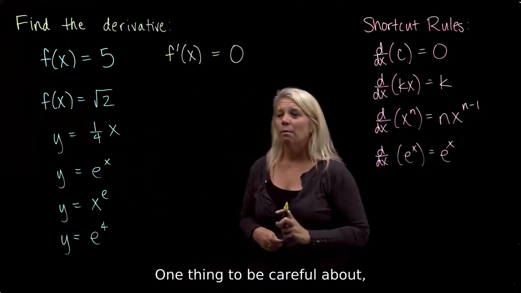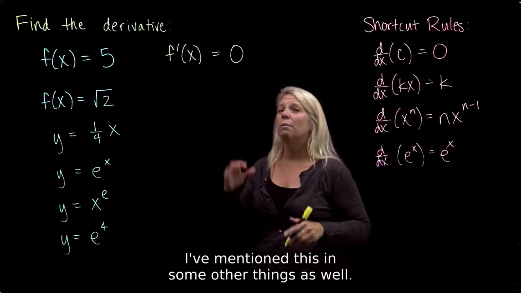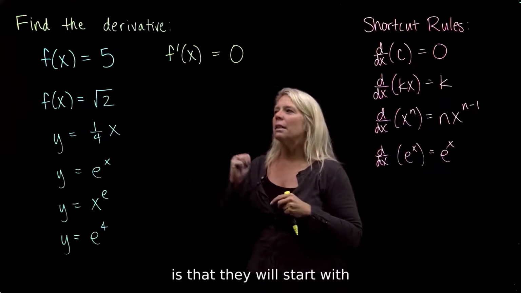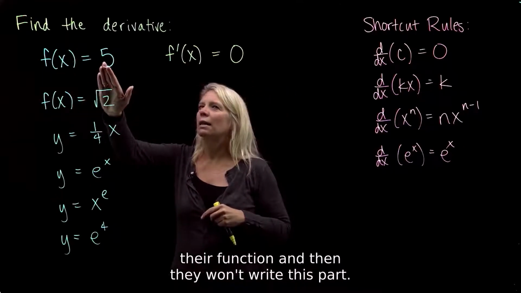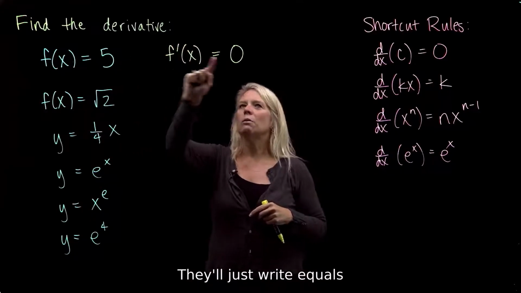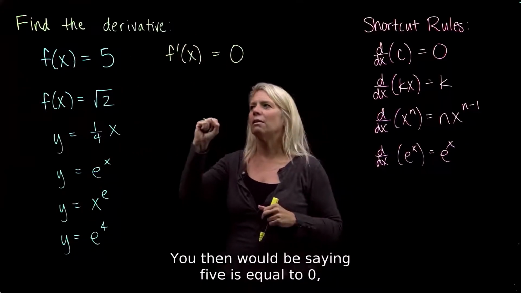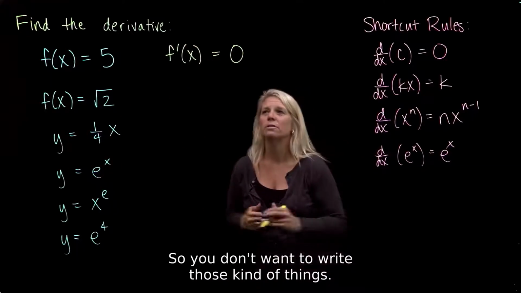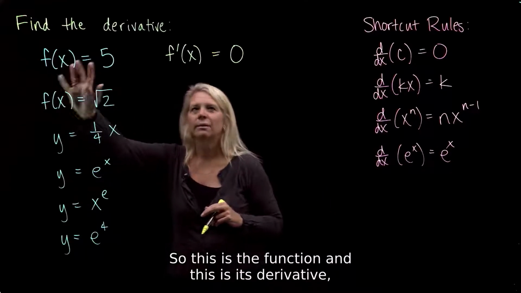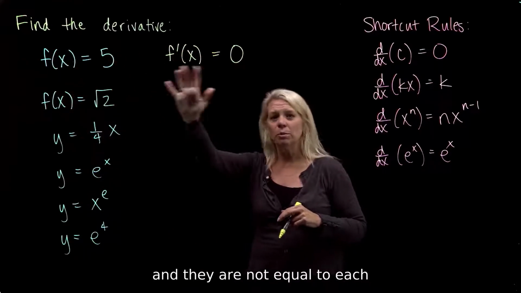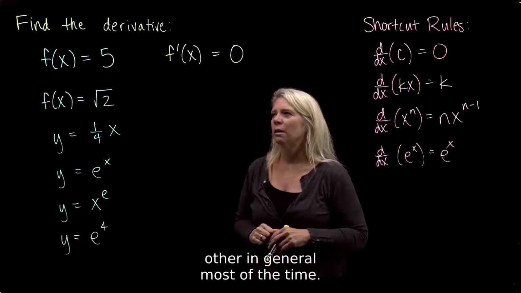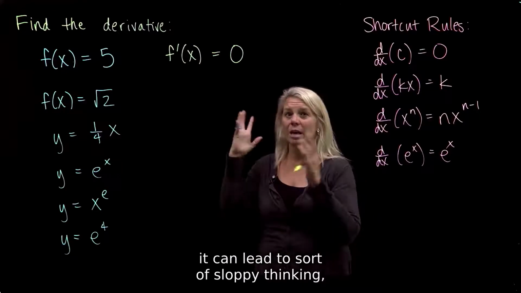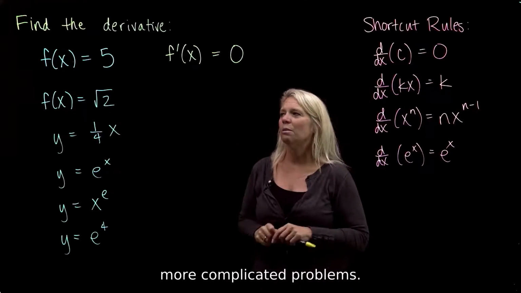Okay, one thing to be careful about, I've mentioned this in some other videos as well, but this is a place where sometimes I see students starting to get sloppy. They will start with their function and then they won't write the derivative part, they'll just write equals 0. And just think about that for a second. You then would be saying 5 is equal to 0, which of course is not true. So you don't want to write those kinds of things. This is the function, and this is its derivative, and they are not equal to each other in general most of the time. So use good notation here, don't be sloppy in your notation because it can lead to sloppy thinking, especially when you start doing more complicated problems.